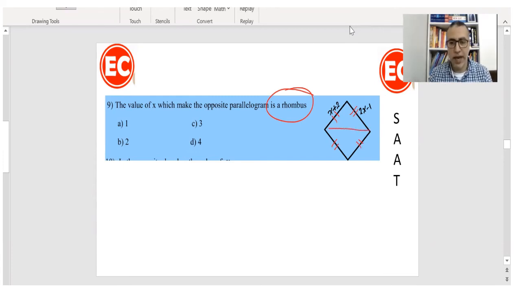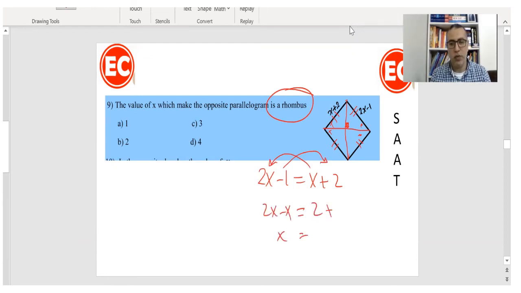In the rhombus, diagonals are perpendicular, and also in the square. In the rhombus, diagonals bisect the vertex angle. So I can say that 2x minus 1 is equal to x plus 2. Without the properties of the rhombus, you can't solve the question. So by moving x there, moving 1 there, 2x minus x is equal to x, and 2 plus 1, so x is equal to 3.